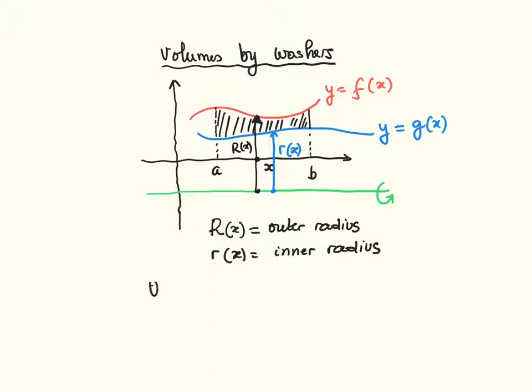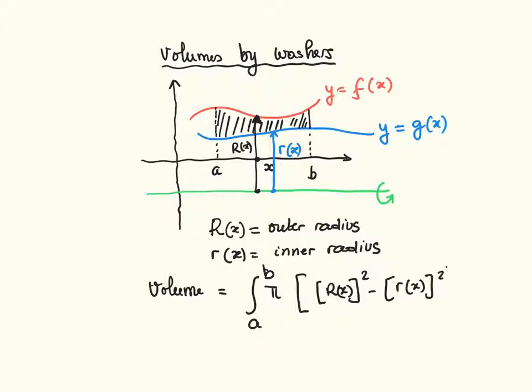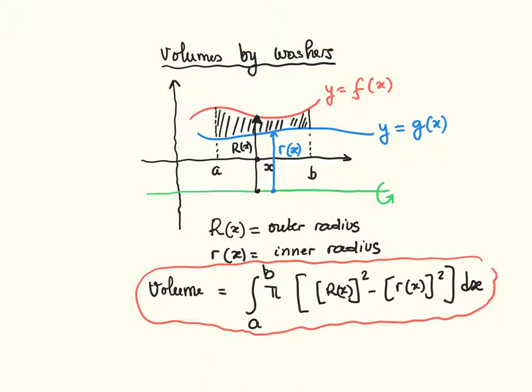Now, with all of this, we can actually write the formula for the volume. The volume will be the integral from A to B, pi times R of x squared, so the outer radius, minus the inner radius, again squared, dx. And that is actually the volume of this solid.